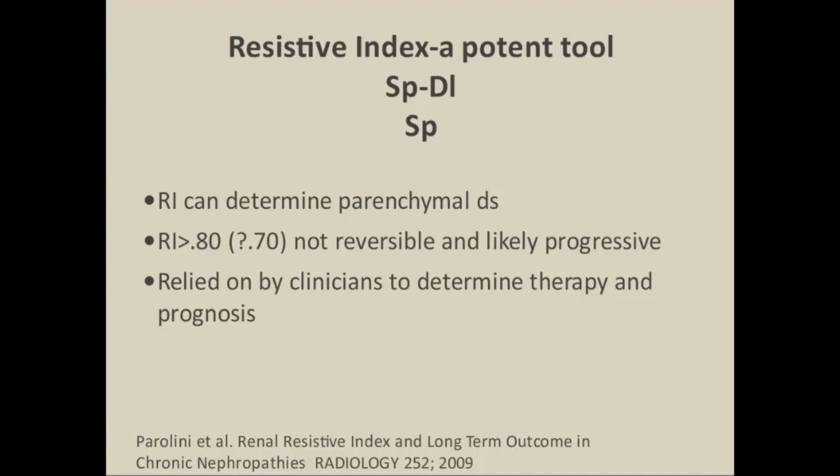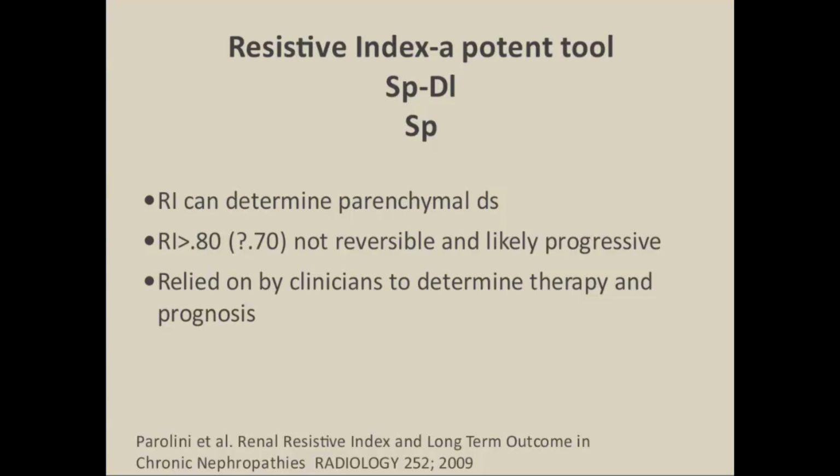The RIs can determine parenchymal disease. About 10 years ago, it was established, if you saw an RI greater than 0.8, there was nothing you could do to make that kidney get better. It was irreversible. It had achieved a point of no return. There has been a rapid increase in the data pointing to that's too high, probably 0.7. So if you have an elevated creatinine or decreased renal function, and you have a resistive index above 0.7, it well may be irreversible already at that point.